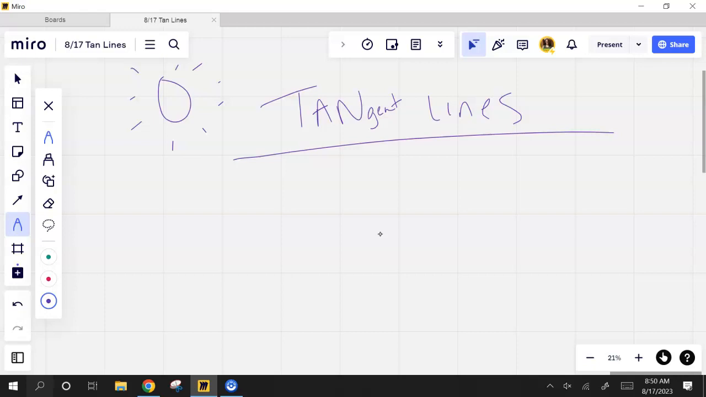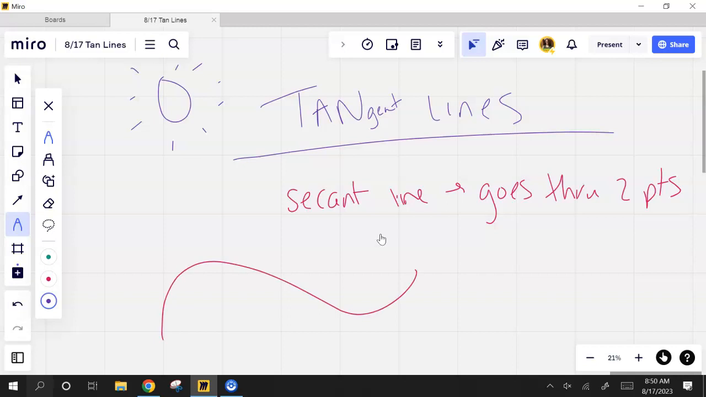Yesterday you did some AROC type problems, right? And right before I left, I defined something called a secant line. You remember what that was? It goes through 2 points on the graph. And so whatever my curve is, a secant line, like this, would intersect in 2 places. This is a secant. And so when you find the average rate of change, what you're doing is finding the slope of that line between those 2 points.